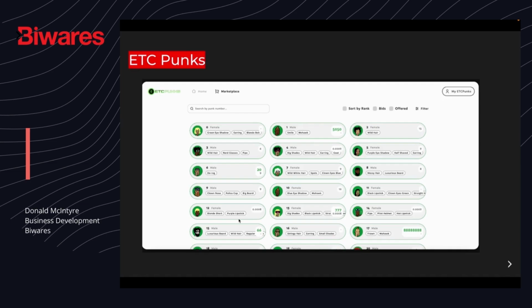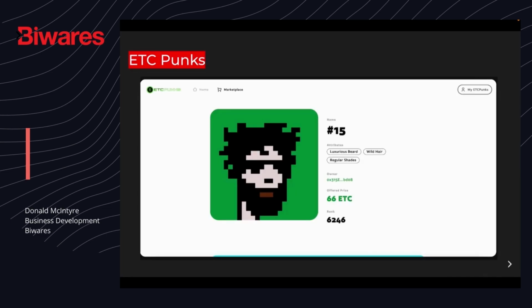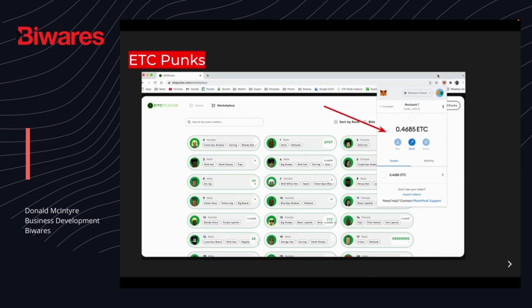A more recent case in Ethereum Classic is ETC Punks. This is an example of the page where the objects are displayed and people can select them. If anyone selects this one, for example, they can see its data and what the object is. Again, it could be a collectible or any other kind of metadata of a physical or digital object.